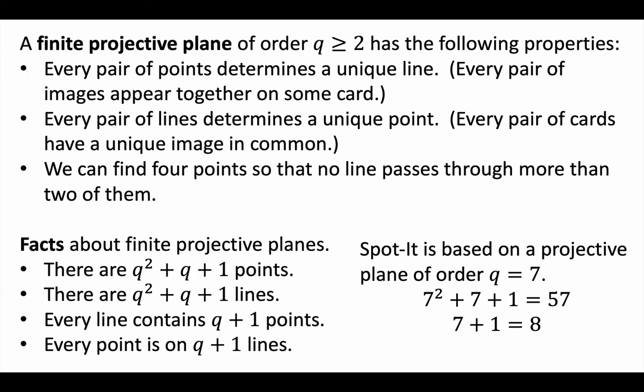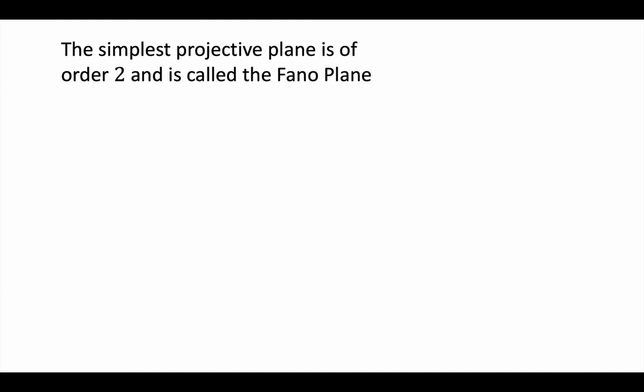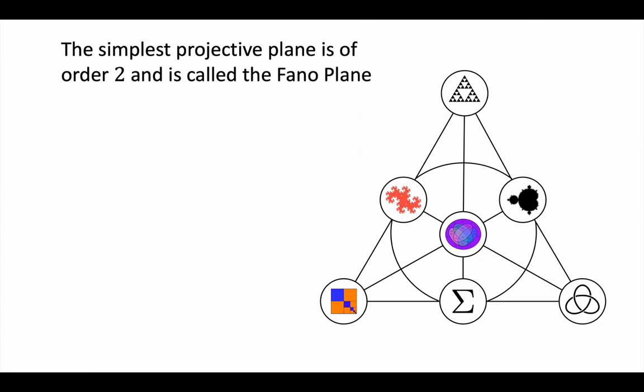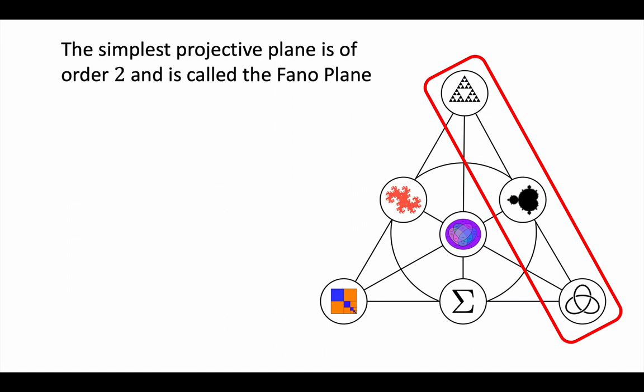Well, it turns out that you could create Spot It cards using any finite projective plane. So we'll end the video with just a quick demonstration of how you could do this with the smallest finite projective plane possible. And that's of order 2, and it's called the Fano plane. Here is a nice picture of the Fano plane with 7 of my images. Each line could then be used to create a card. So I'm going to create a card with the Sierpinski triangle, the Mandelbrot set, and the trefoil knot.